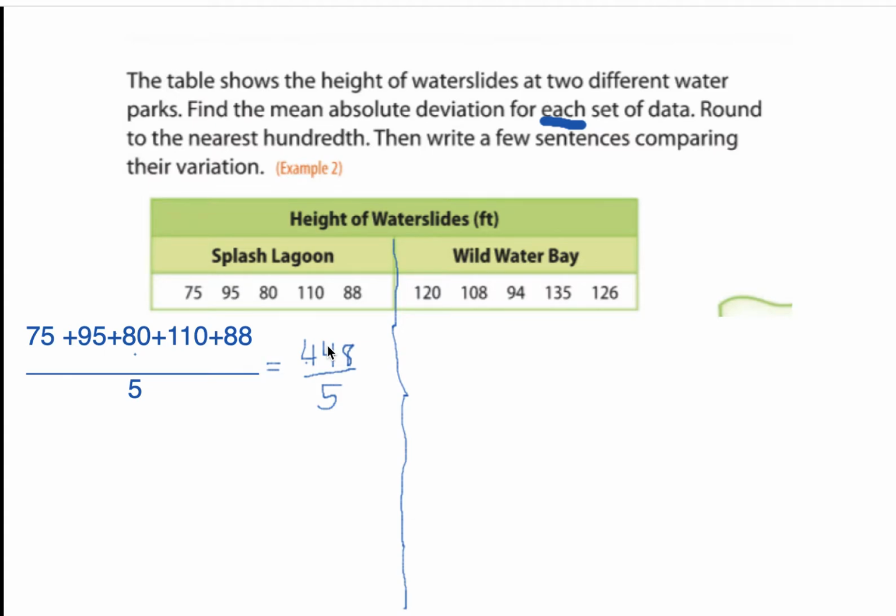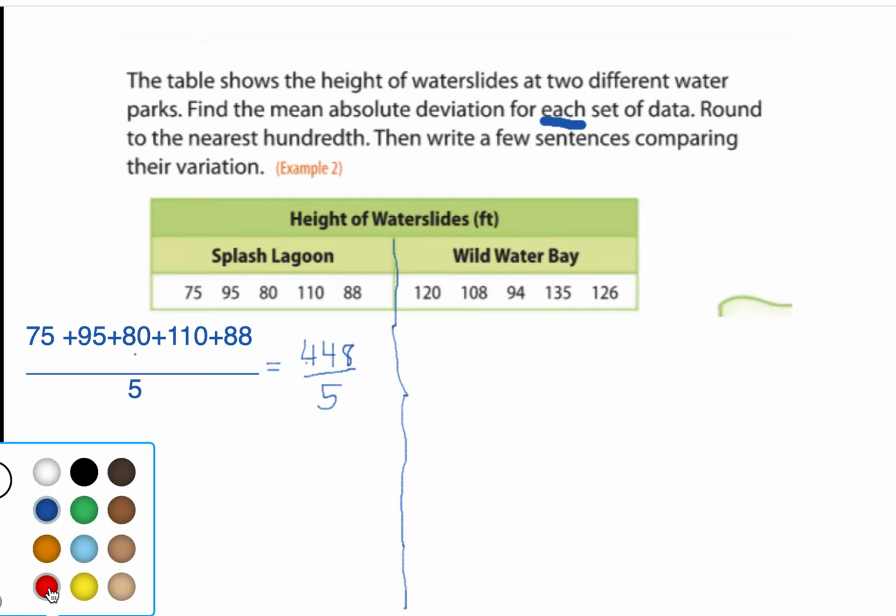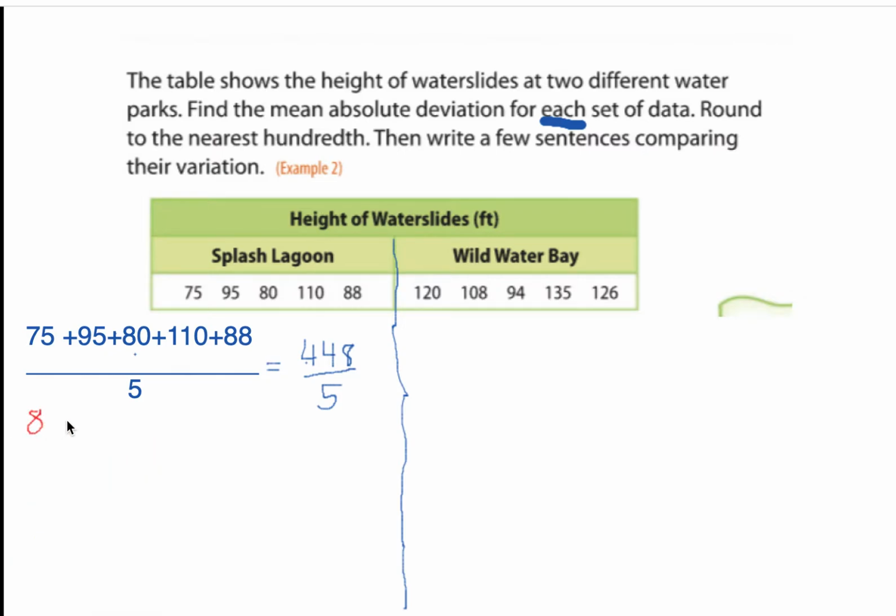And you punch in 448, division sign 5. You should have ended up with 89.6. Let me put that in red here. 89.6 is what you should have ended up with. That is your mean. Remember, that's our step 1. We have to find the mean. So you all should have found the mean. I'm going to put that in a little box because we're going to take this number and we have to subtract each point in the data set by this number.